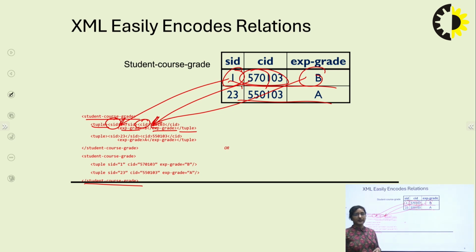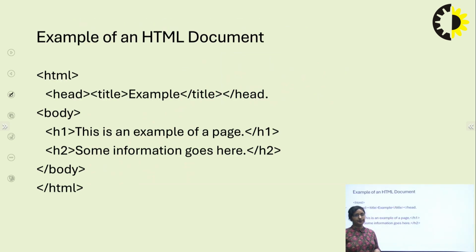Similarly, if I go to the second row, what will happen? Student course grade, tuple, SID 1, CID this, and 23 CID, grade this. So we can have multiple values in the same XML document.